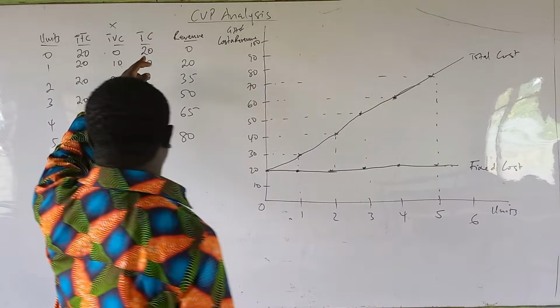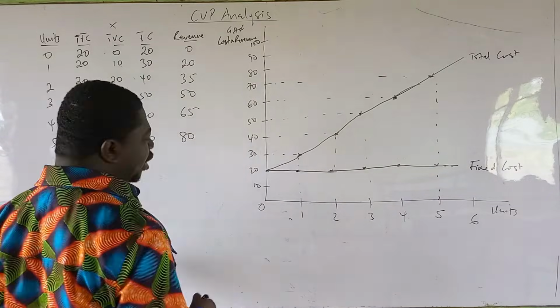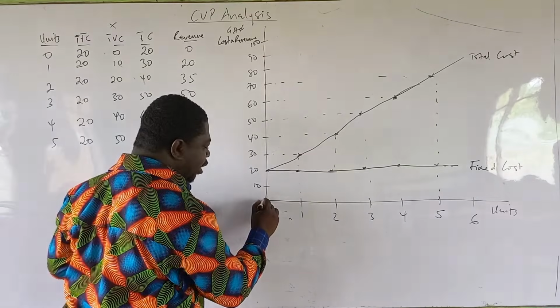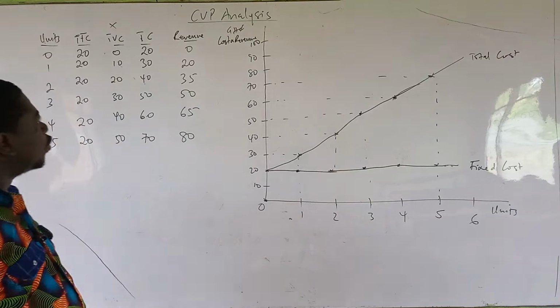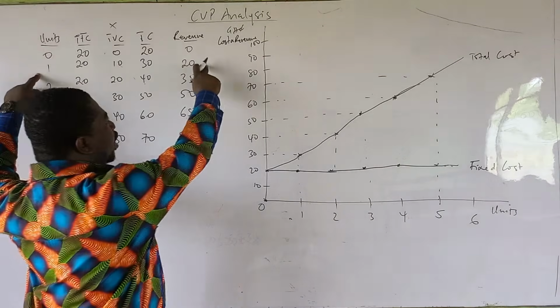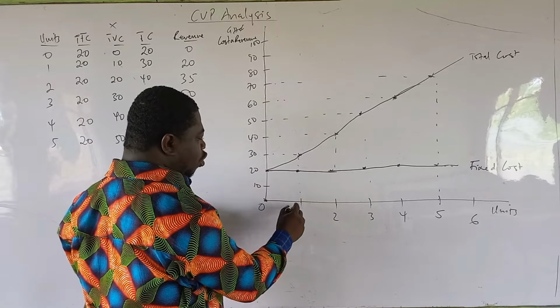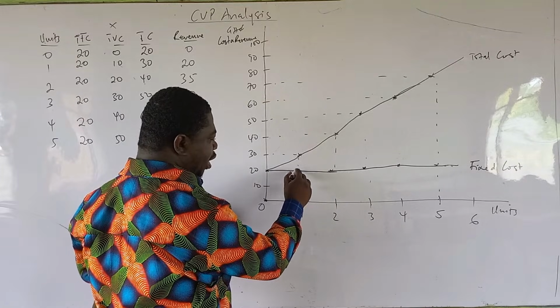And then finally, let us plot the revenue against the units. So at unit 0, revenue is 0. So the first point is plotted at the origin. Then when we produce 1 unit, the revenue is 20. So 1 and 20 will be somewhere here.